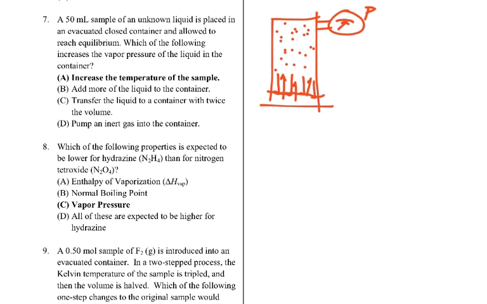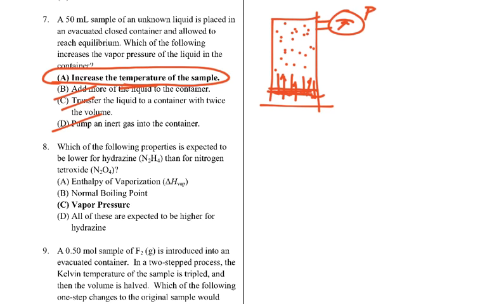Increasing the temperature. Temperature is the only thing that will change that pressure. If you add more liquid, then it's going to come to a new equilibrium with the same pressure. Transfer the liquid to a container with twice the volume. If you change the volume, it's still going to come back to that same pressure. And pump another gas in there. That might increase the total pressure, but it's not going to change the vapor pressure. So the only thing that's going to change that pressure is temperature.